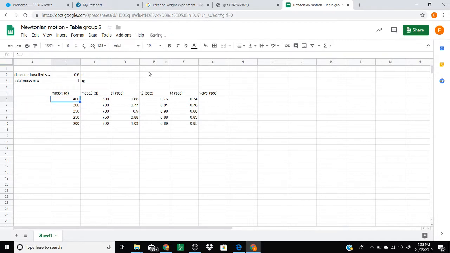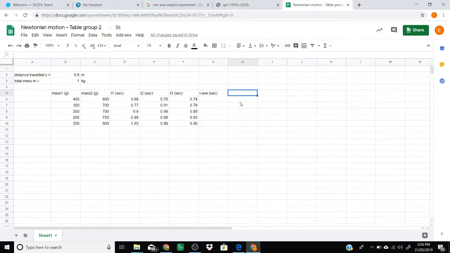Okay, so you might also notice there's a fair bit of variation in some of these values, but you can see a rough increase for the most part as we go down. So as the mass that was hanging is transferred over to the cart, you see the time it takes to move through a fixed distance of 0.6 meters is roughly increasing in time. The total mass stayed a constant 1 kilogram.